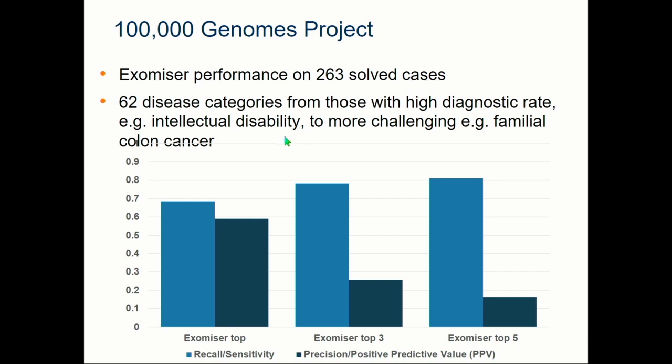These represent a whole range of disease categories, from some of the easier ones to solve, such as intellectual disability, to far more challenging things like familial colon cancer. What we've managed to show is that in almost 70% of cases, the Exomiser top hit identifies the solved diagnosed variant, and it rises to over 80% if we look at the top 5 hits. A lot of the time when we're missing hits is because of incomplete penetrance, which is something to address in future versions.